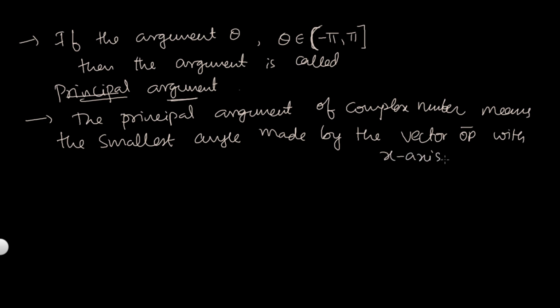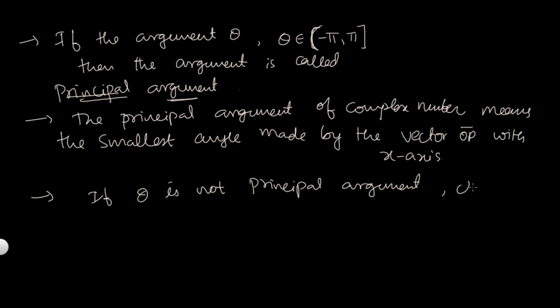The angle theta in the interval minus pi to pi is called the principal argument. Suppose theta is not in the given range, that means theta is not in the range minus pi to plus pi, then we can convert it as theta minus 360.